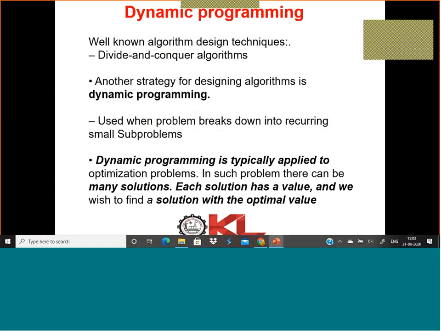Today I'll be starting the new programming model, which we call the dynamic programming model. The prerequisite for this model is that we should be aware of the divide and conquer model as well as the greedy model, which were covered in previous classes.